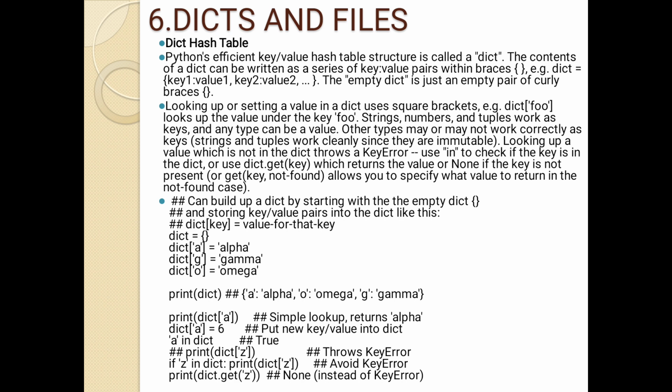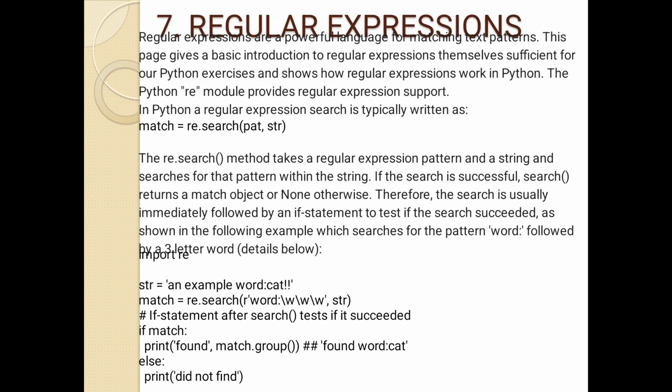Sixth point. Dicts and files. Dict hash table. Python's efficient key value hash table structure is called a dict. The contents of a dict can be written as a series of key value pairs within curly braces. Example: dict is equal to {key1: value1, key2: value2}. The empty dict is just an empty pair of curly braces.